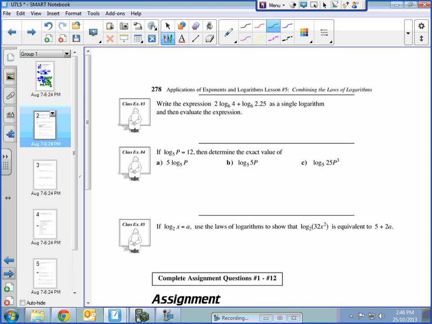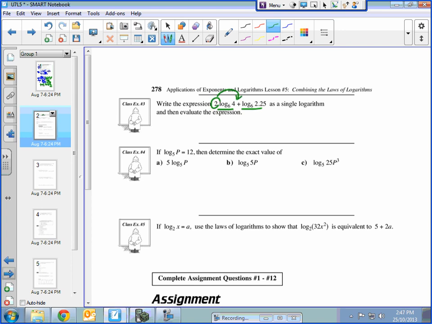Okay, write the expression 2 log of 4 base 6 plus log of 2.25 base 6 as a single logarithm. Then evaluate the expression. Okay, so every time we're writing as a single logarithm, if my logarithms aren't exactly the same, I do not add the coefficients, okay? So I have to get rid of this coefficient somehow. How do I do it? Every time you have that number in front, make it your exponent.